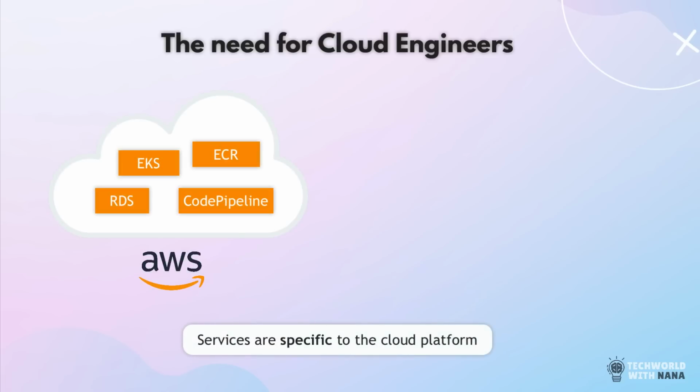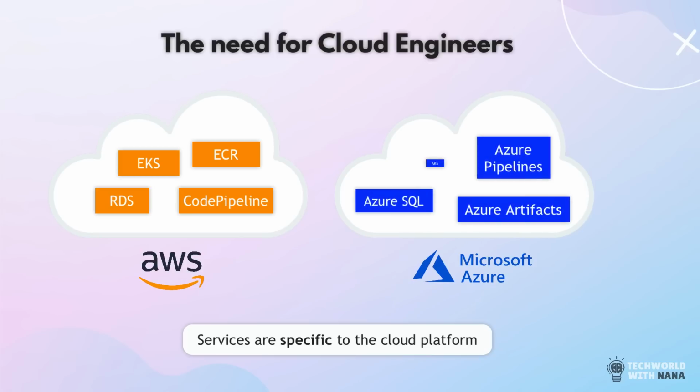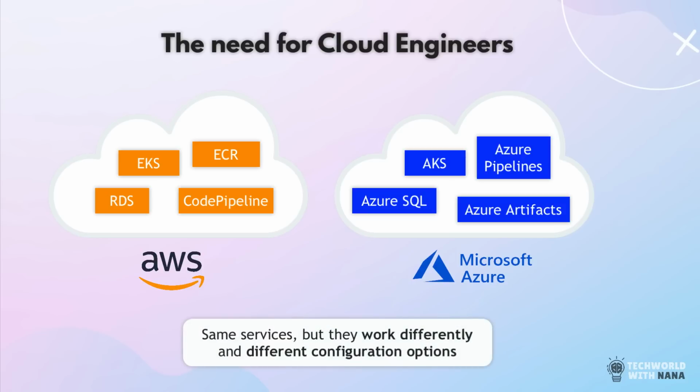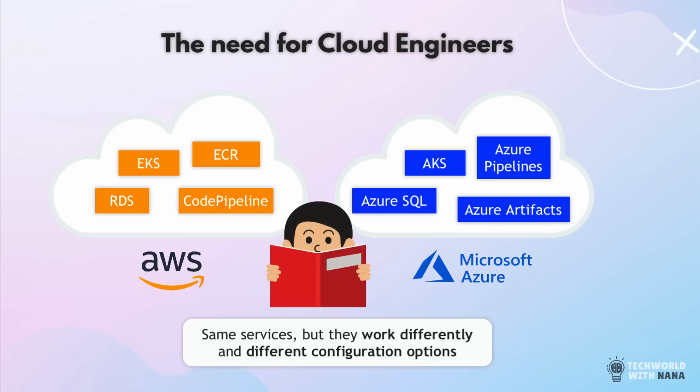So you need to learn how to use Kubernetes cluster service on AWS, which is called EKS, or you have to learn how to use and manage an image registry on AWS called ECR. If you instead go for Azure or Google Cloud, or you move away from AWS to one of those platforms, now you have to learn how to use the equivalent service on Azure or Google Cloud, because they work a little bit differently. And these platforms provide the same services, but they work differently and have different configuration options. So you have to learn all that specific to the platform.